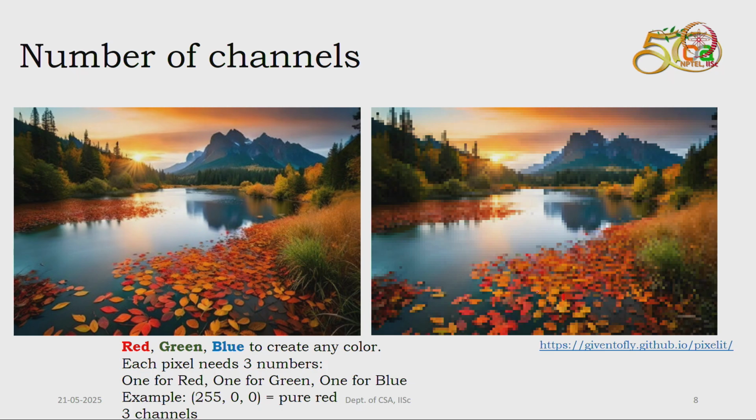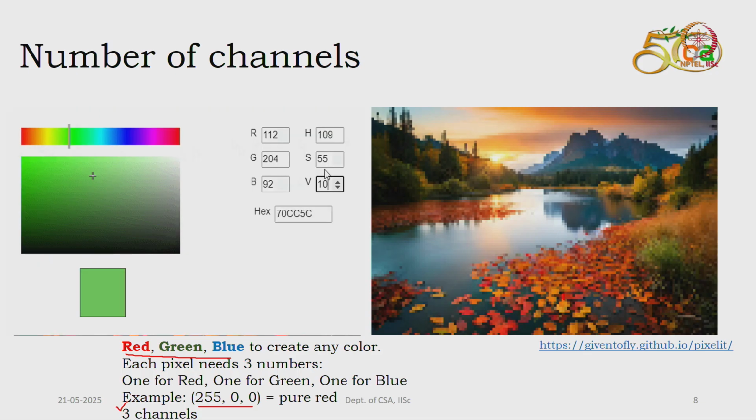Let us understand more what exactly this 3 is. Because it is a color image, we have RGB components in this. R stands for red, G stands for green, and B stands for blue. In order to represent one particular pixel, we will have a combination of 3. Therefore, the number of channels required when we are dealing with color images is 3.